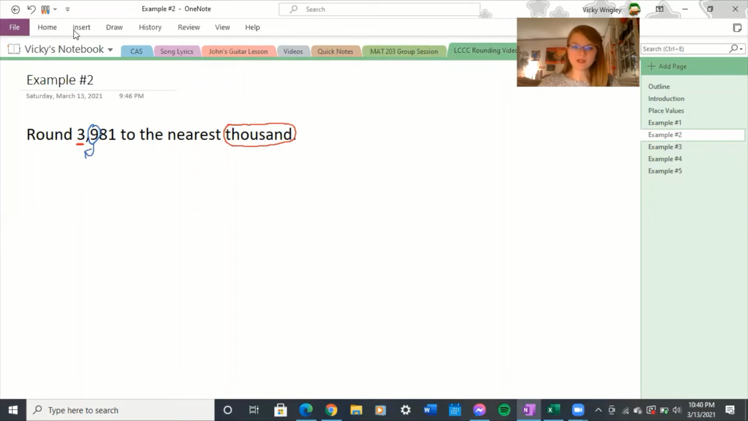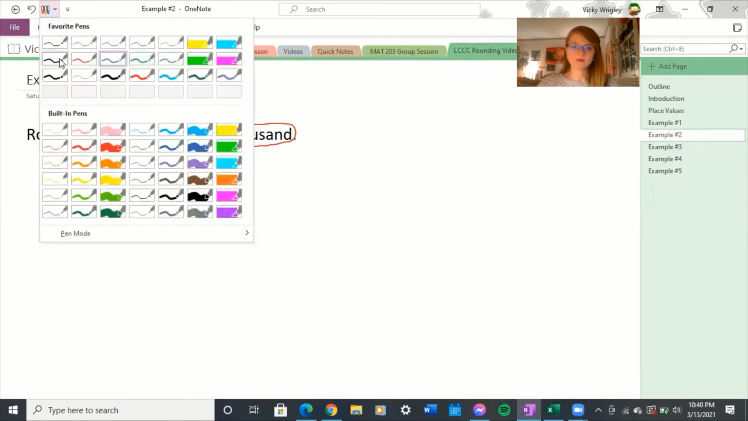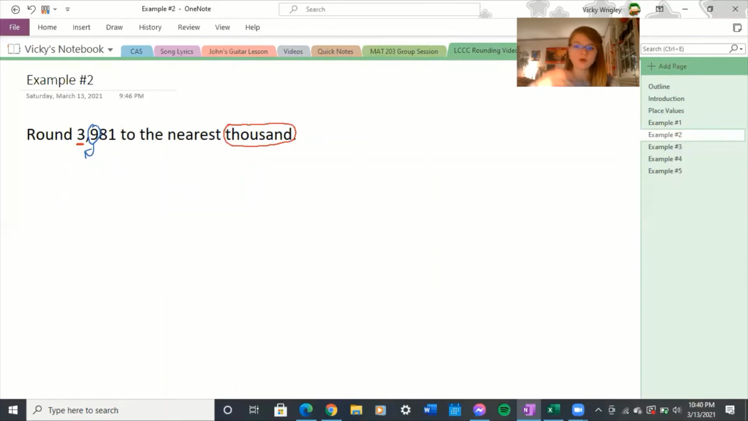What does the 9 tell me to do to the 3? 4 below, let it go. 5 or above, give it a shove. 9 is definitely 5 or above. So that tells me we're going to bump the 3 up to a 4. And everything to the right becomes zeros. So 3,981 to the nearest 1,000 is 4,000.